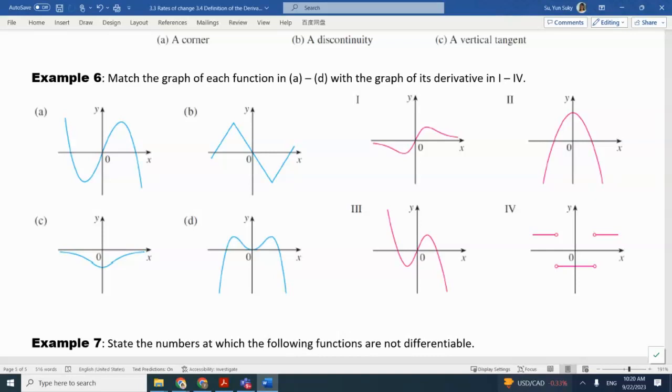And then this piece, what's the slope? Positive or negative? Yeah, so it's below the x-axis. Here, what's your slope? Positive or negative? Yeah. Here, what's your slope? Yeah. Look at which picture looks like this.